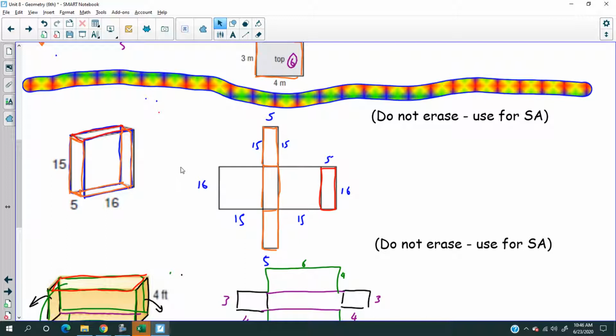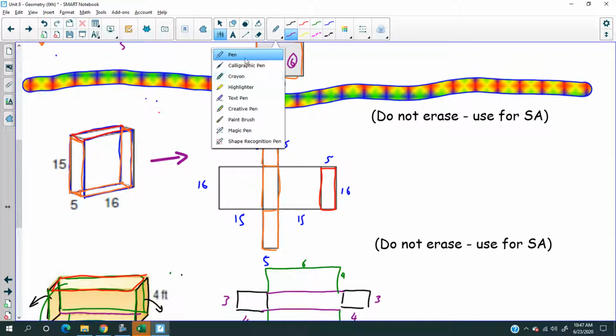Okay, so get your calculators ready, because we're going to be crunching a lot of numbers today. All right, so let's say you have a cereal box, it's 5 by 15 by 16, and you laid out the net. I'll use purple, and I laid out the net. What is the surface area? How do you find out? Yep, you just find the area of each of these rectangles.